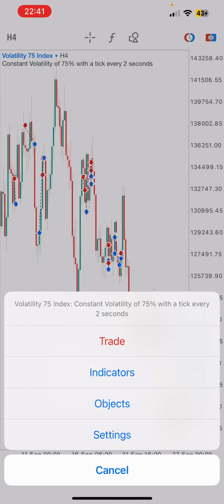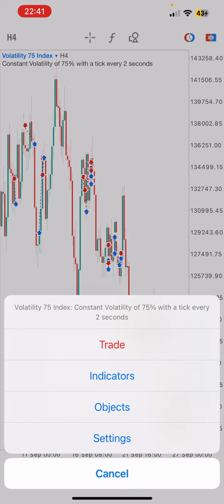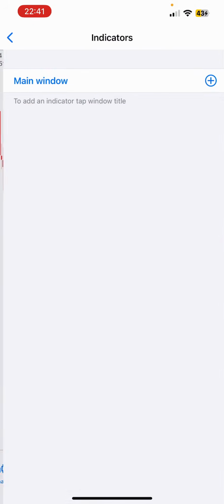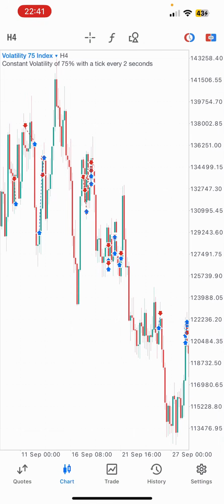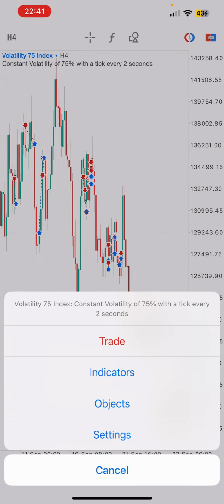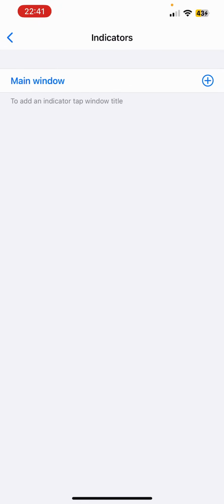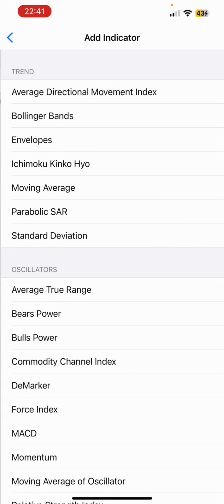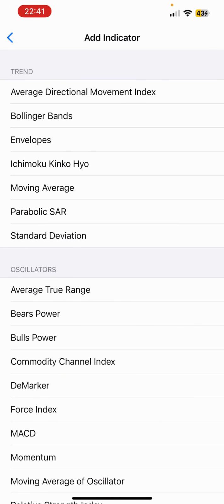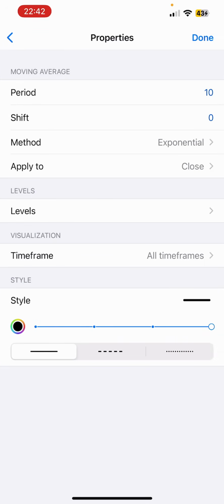If you are using Android, if you tap on the screen, you are going to see a circle, and you can see an arrow for indicator. For the iPhone, if you touch the screen, you are going to see indicators here as well. You come to indicator. The first indicator which we are going to use is the moving average.